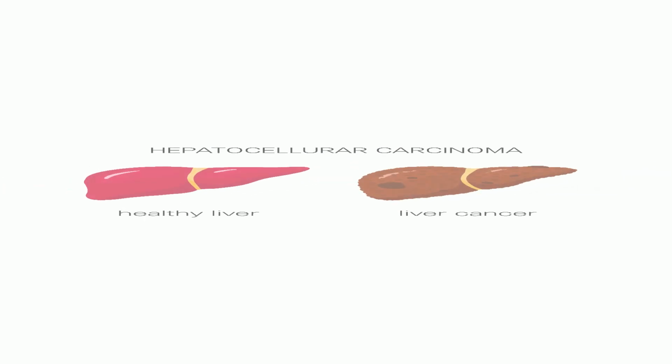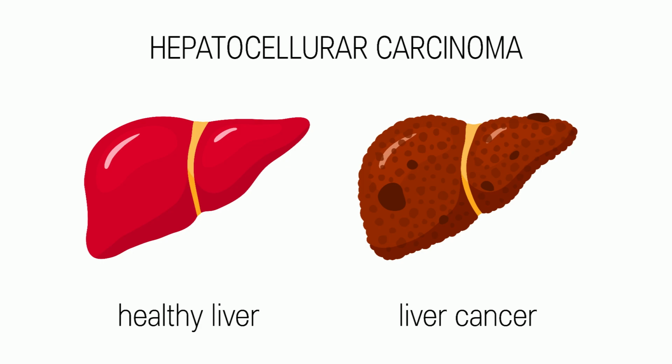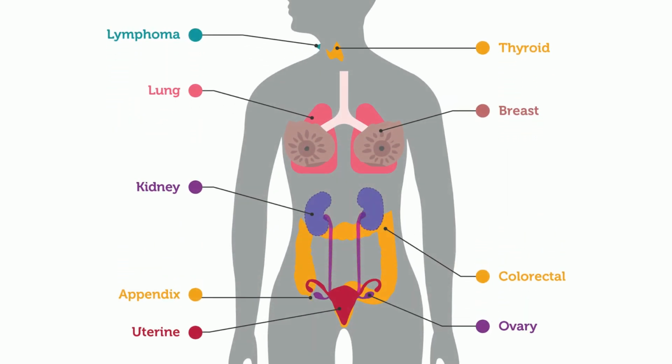What is liver cancer? Cancer that starts in your liver cells is called liver cancer. Hepatocellular carcinoma is the most prevalent kind of cancer that can develop in the liver. More frequently than cancer that starts in the liver cells, cancer spreads to the liver from other organs.